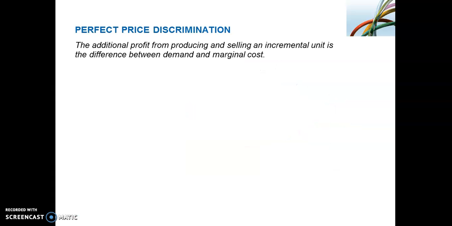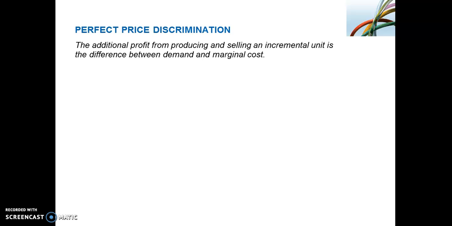So the additional profit from producing and selling an incremental unit is the difference between demand and the marginal cost. And that is what we just saw in the previous figure where we dealt with perfect price discrimination. That additional profit you saw came about in that purple area, and it was from selling an incremental unit, the difference between the demand and the marginal cost curves.